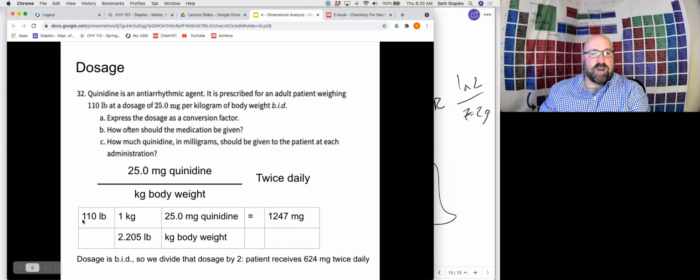And so we're starting out then with our 110 pounds. That's what the patient weighs. Next, we do need to convert their weight over to kilograms. So we use our conversion factor between kilograms and pounds. And now we can use our conversion factor, 25 milligrams per kilogram of body weight. We plug this into our calculator, 110 times 25 divided by 2.205 tells us that the daily dosage for this medication would be 1,247 milligrams. However, this is given twice daily. It's given out BID. And so we need to divide that by 2. The patient would receive 624 milligrams twice a day.